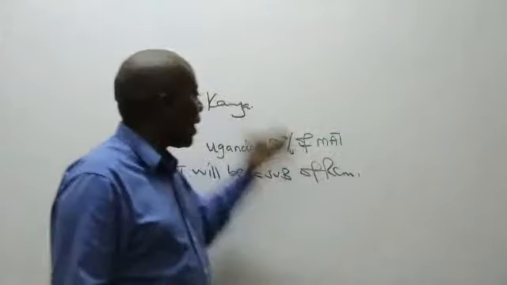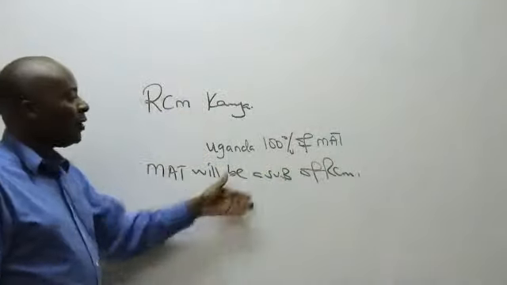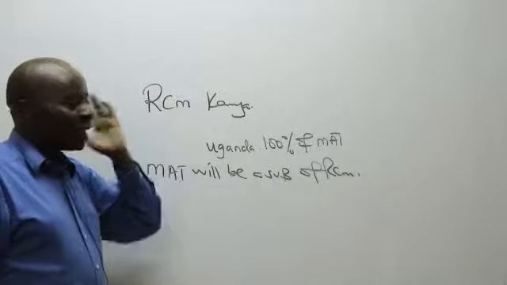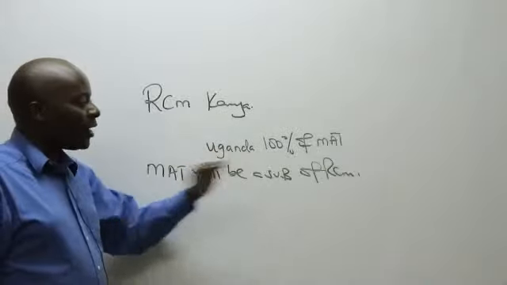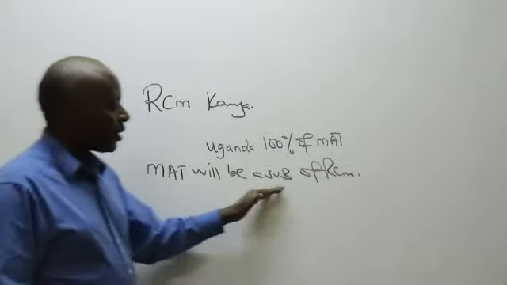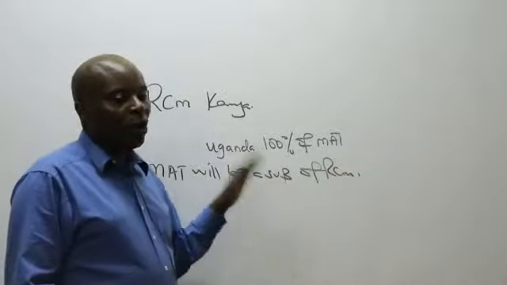Of this MAT. So we have RCM. RCM is the investor here. It has gone to a company called MAT in Uganda and bought 100% of that college. So automatically MAT will be a subsidiary of RCM.